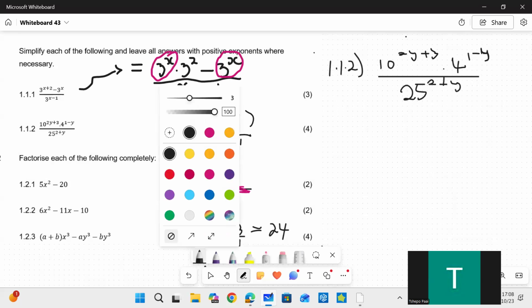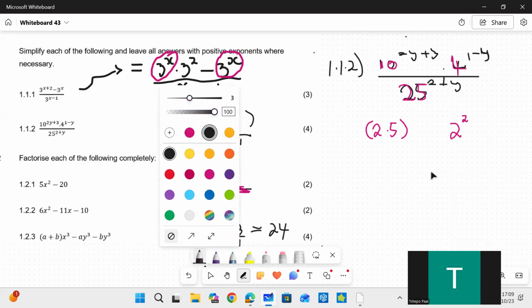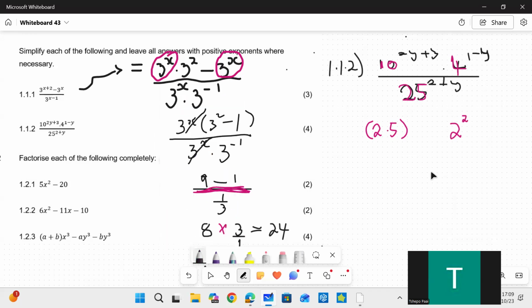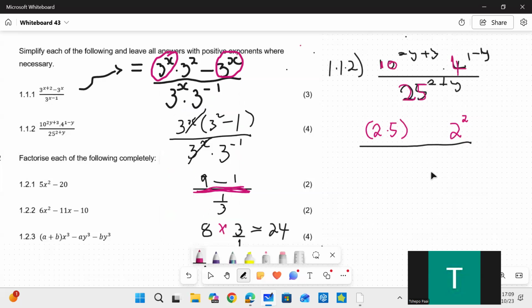So our focus here will be on the bases. They need to be written as prime bases. So 10 in terms of prime bases will be 2 times 5. And then 4 in terms of prime bases will be 2 squared. We have 25 in terms of prime bases. It will be 5 squared.